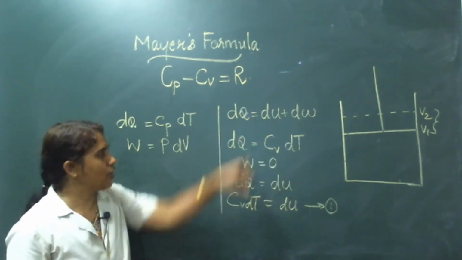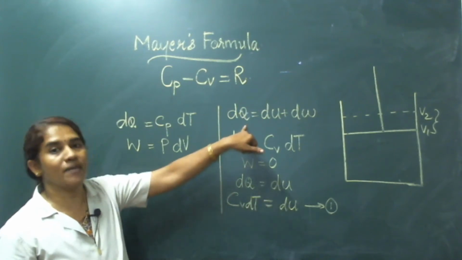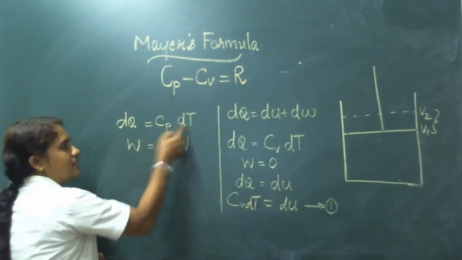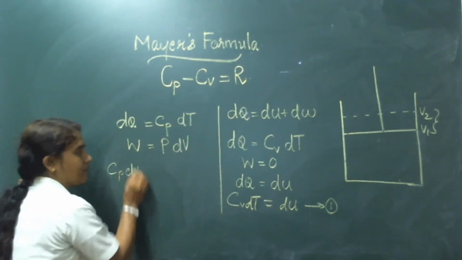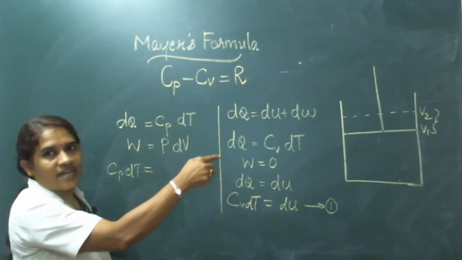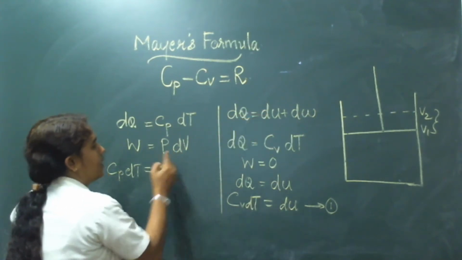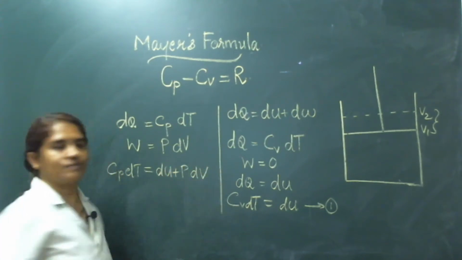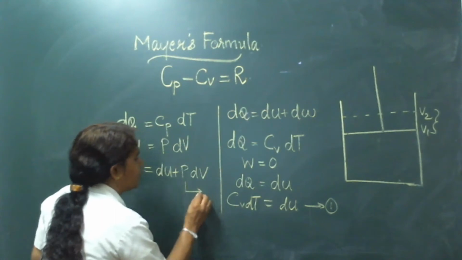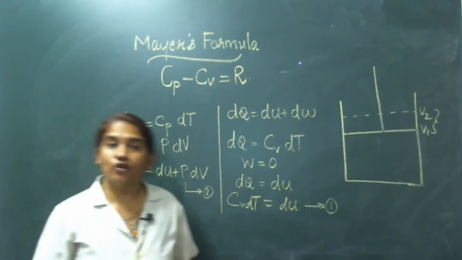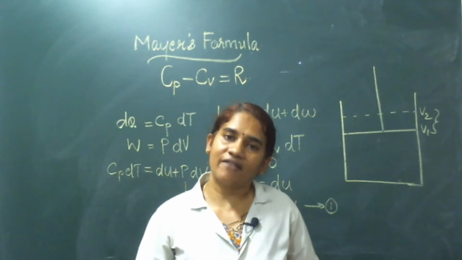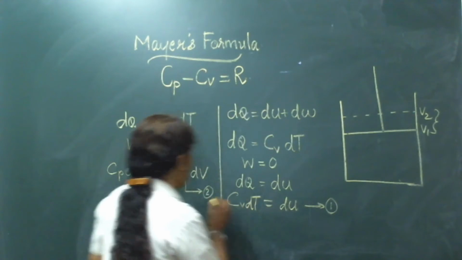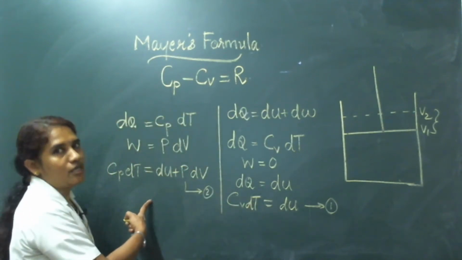Similarly, by applying the first law of thermodynamics, we can write dq, that means Cp dt, is equal to the change in internal energy du plus work done P dV. So, du plus P dV. Therefore, according to the first law of thermodynamics, we have written the expression under constant pressure and constant volume. Let them be equation number 1 and equation number 2.